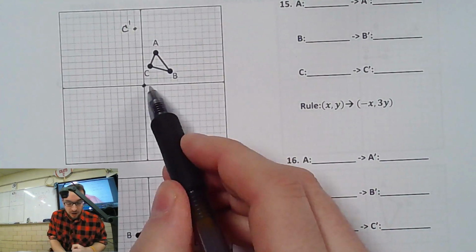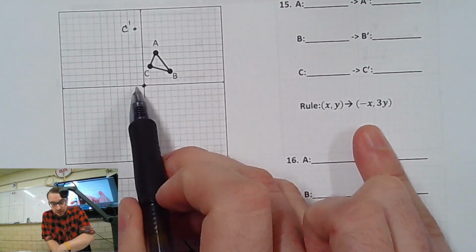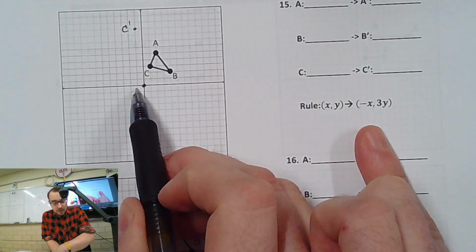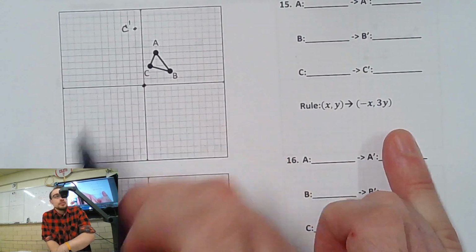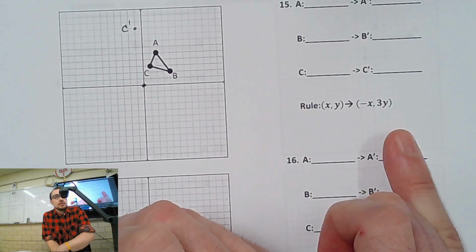It was 1 to the right. Now it's going to be negative 1 to the left. It was 3 up. Now it's going to be 9 up. How do you feel? Do that for all the points.